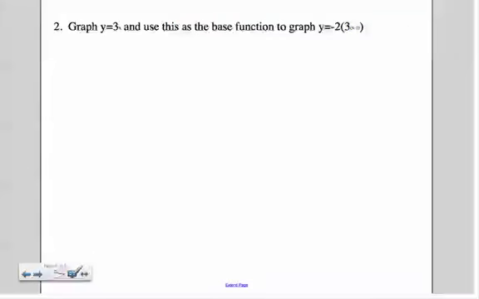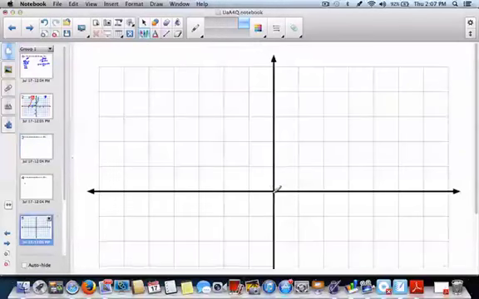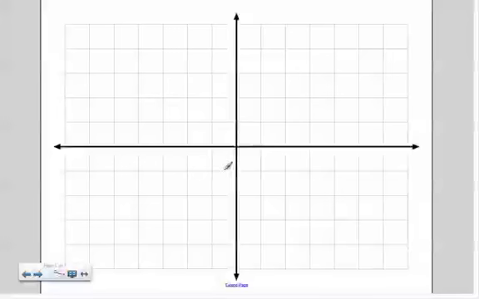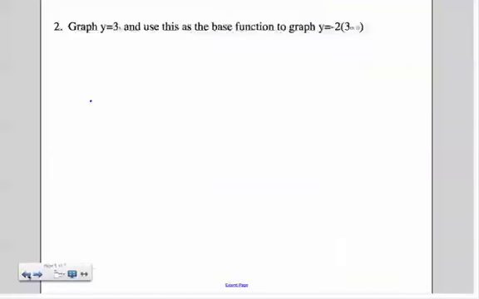For number 2, we're working with the same base function. So y equals 3 to the x. So I'm going to put those original points on it. So 0 was 1, 1 was 3, -1 was a third, and -2 was pretty low. So I use the same table of values that we worked with for the first one because I'm dealing with y equals 3 to the exponent x.